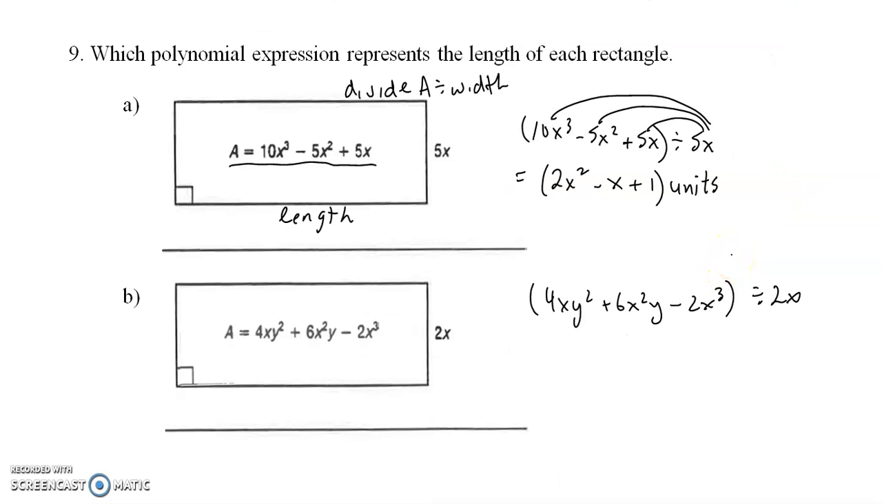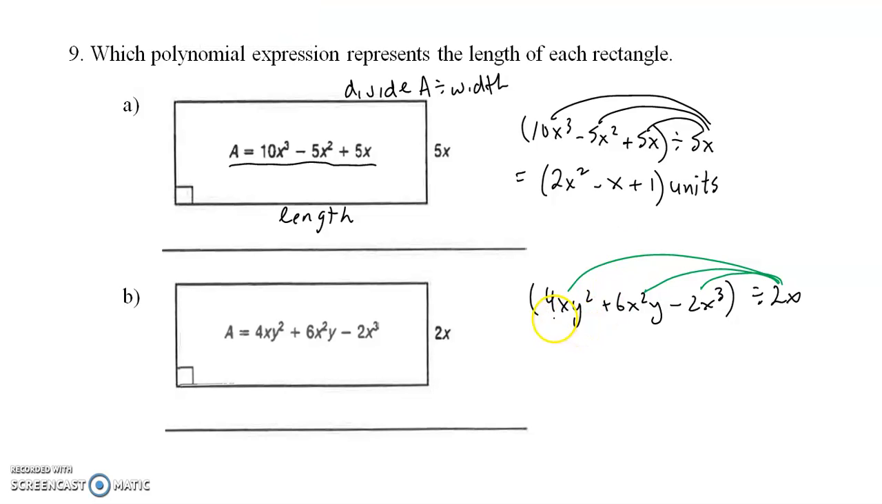I already did 9a in class. I want to take a look at 9b. Just a reminder that this, again, is the sideways version of the division that we just did. So you're dividing the 2x from the 4xy squared, from the 6x squared y, and from the 2x cubed. Same routine, but we're not going to write out the steps this time. We're just going to go directly to the solution.